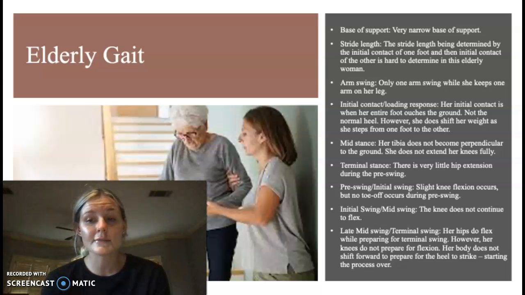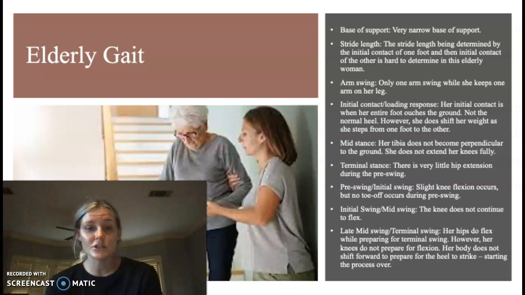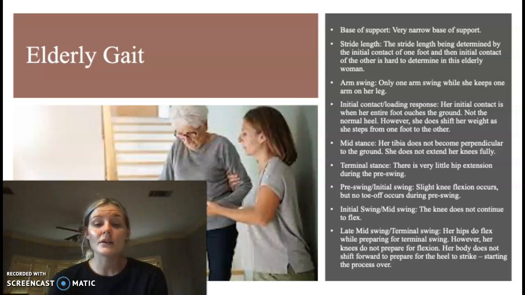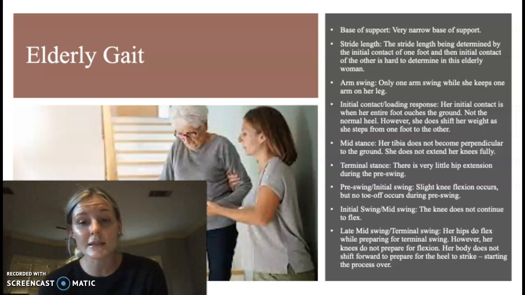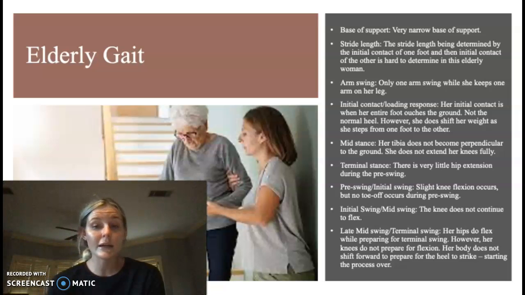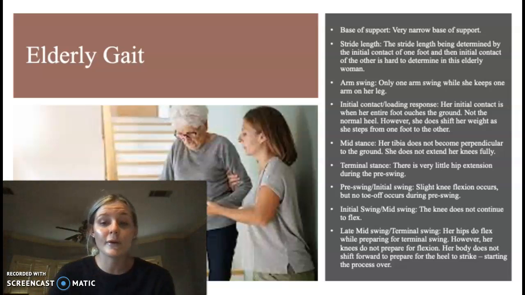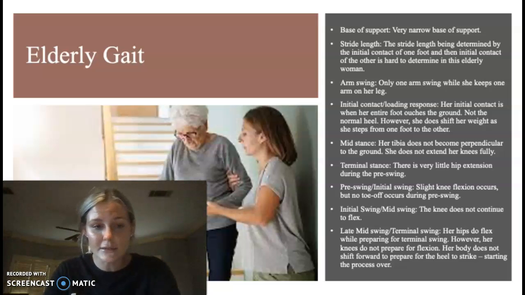Terminal stance, she has very little hip extension during this pre-swing. For a pre-swing into initial swing, there's slight knee flexion occurring, but there's no toe off during this pre-swing. The initial swing to mid-swing, the knee does not continue to flex, and then late mid-swing to terminal swing, her hips do flex when preparing for terminal swing. However, her knees do not prepare for flexion, and her body does not shift forward for the heel to strike, starting the process over.